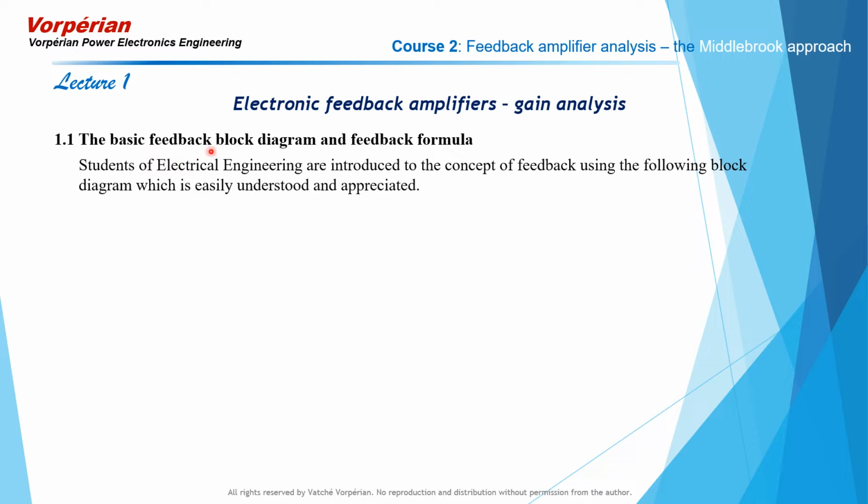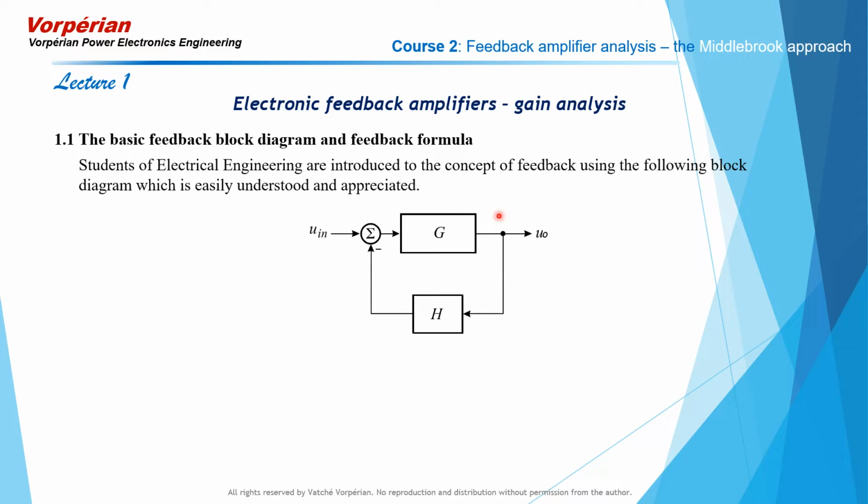We begin with the basic block diagram and the feedback formula. This is the block diagram used almost universally to introduce the concept of feedback, and it can be found in all electronic textbooks. It is easily understood and well appreciated. G is the main plant or transducer, which is a relatively complex system and has large variability. That is to say, the value of G can have a wide range from G min to G max. G is also referred to as the open loop gain.